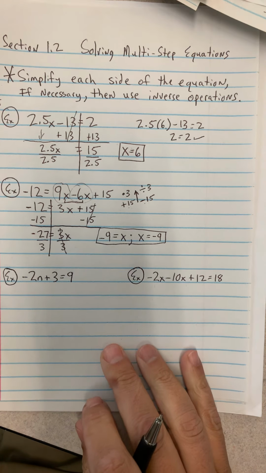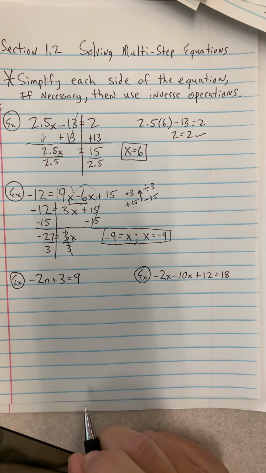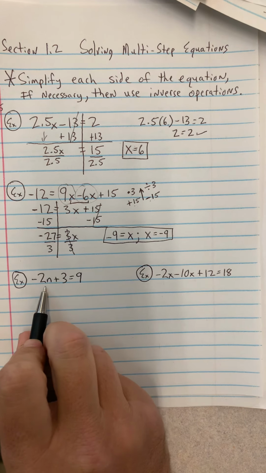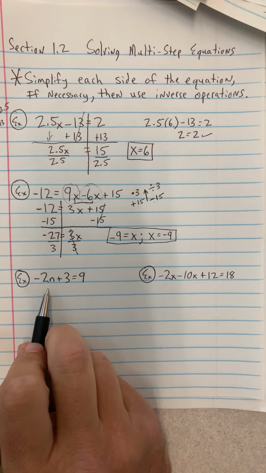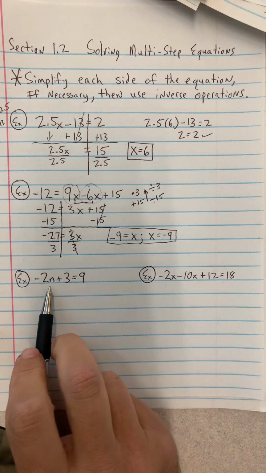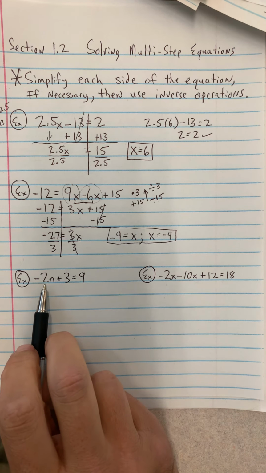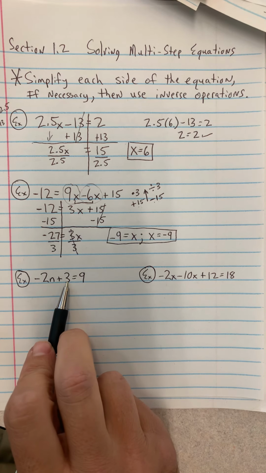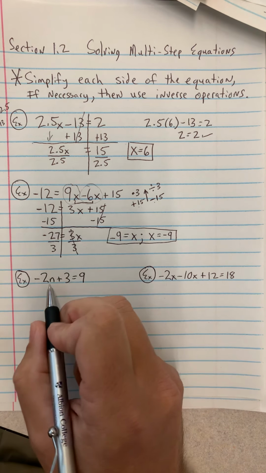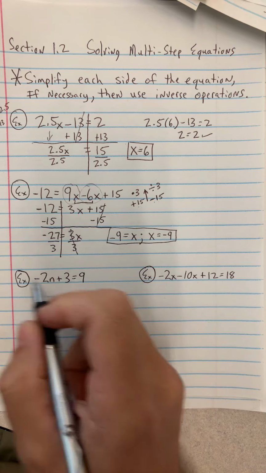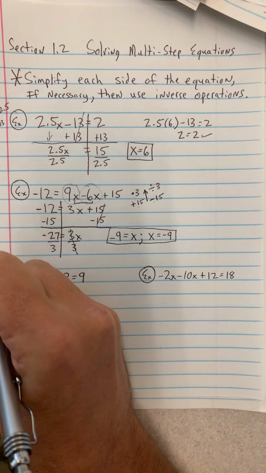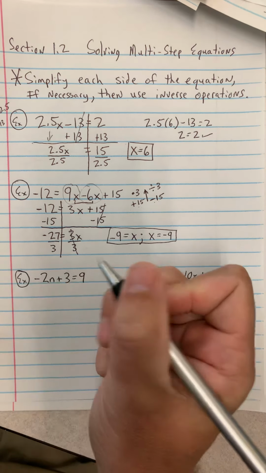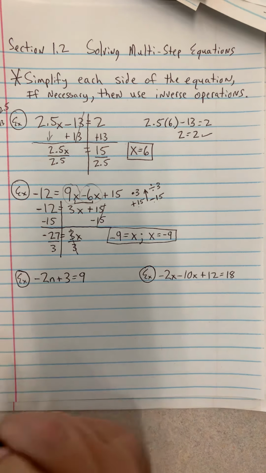All right, hopefully those went okay for you. I'm going to look at this one on the left first. Simple two-stepper. Ask yourself again, what's happening to n? N is being multiplied by -2 and added by 3.